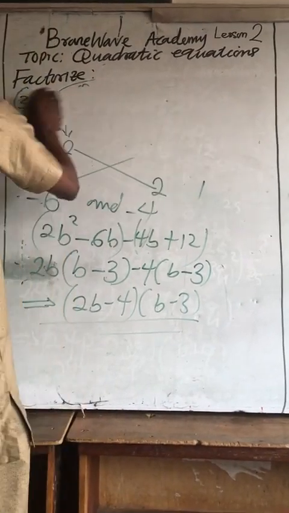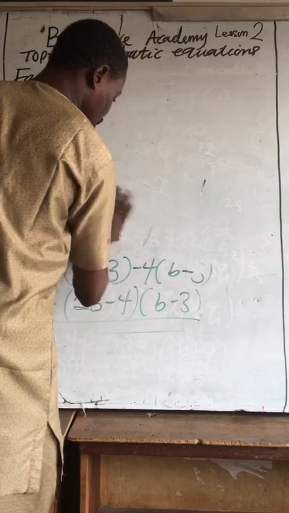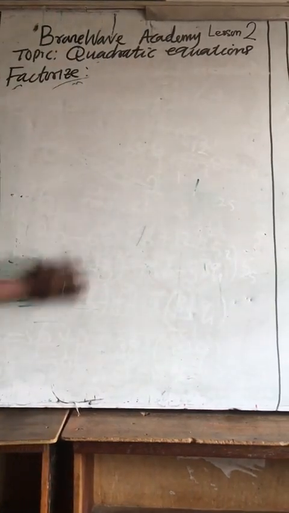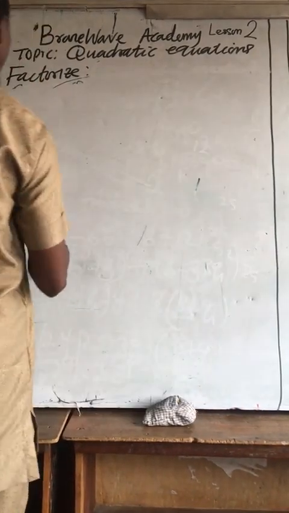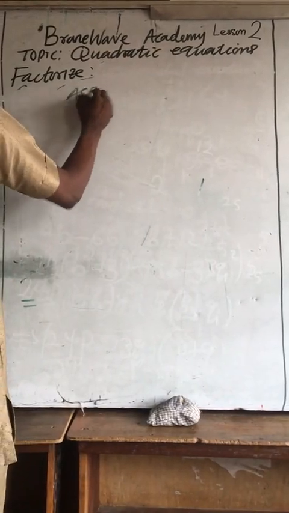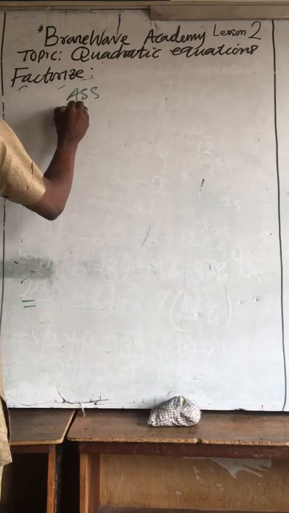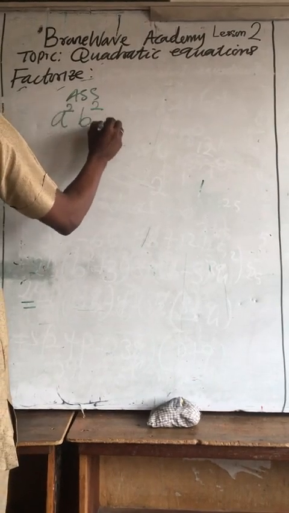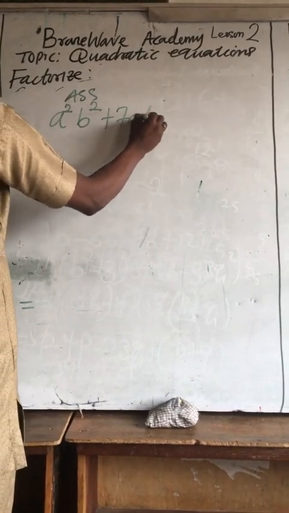Then please solve this last question and write your answer in the comment section for me to actually see whether what I'm teaching you, you understand it. So please solve this one as an assignment. We have a squared b squared plus 7ab plus 10.